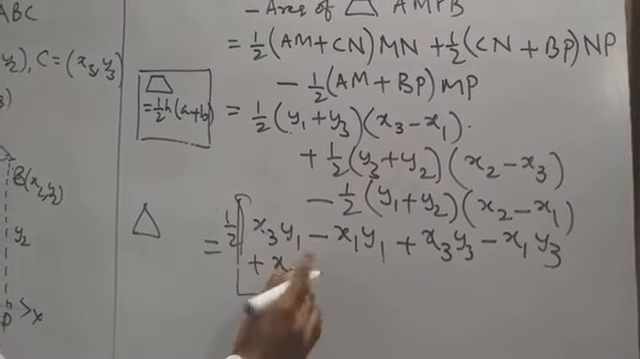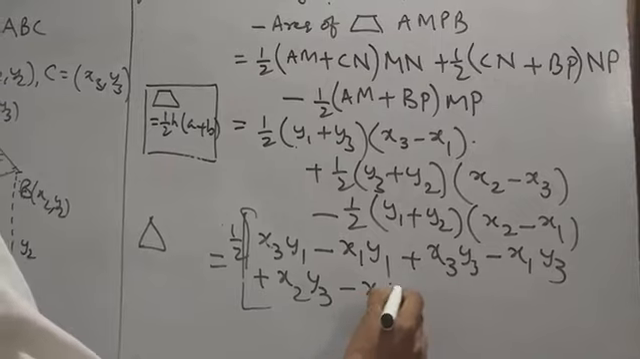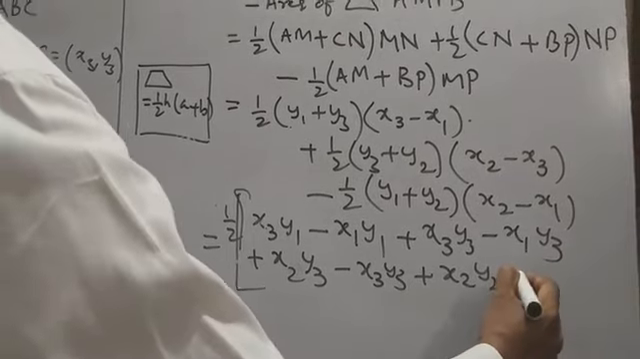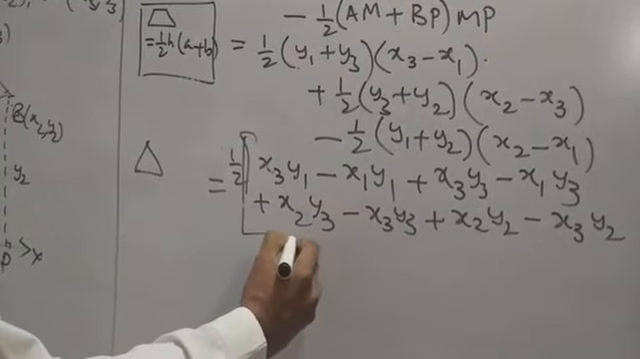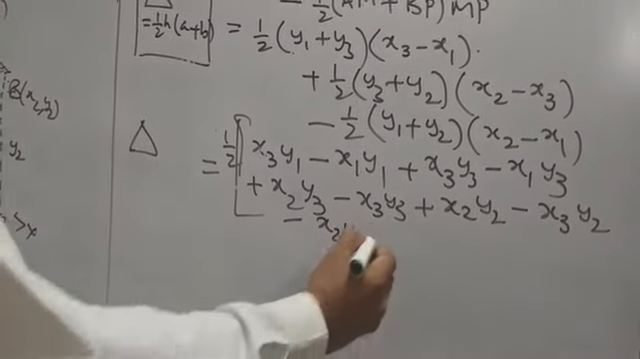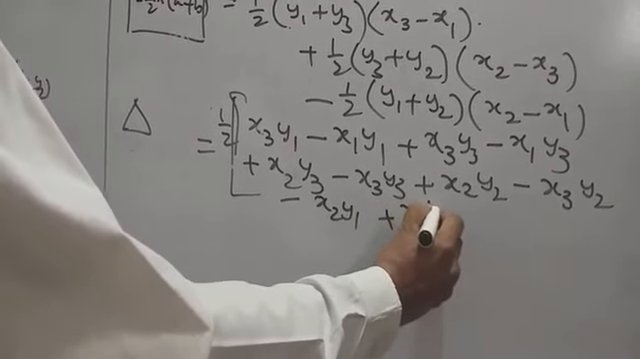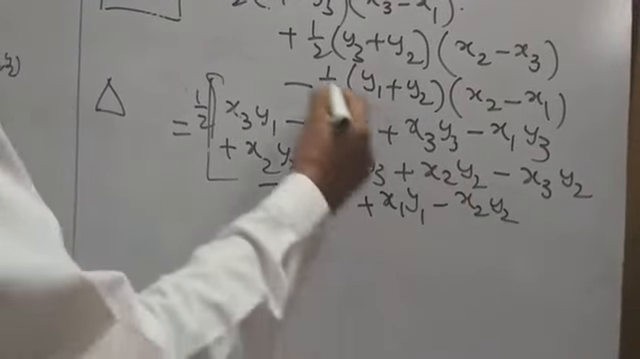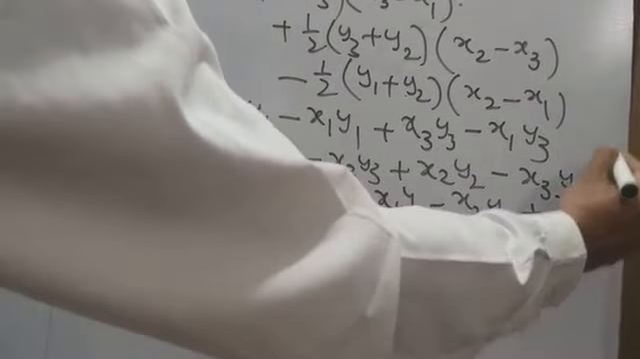plus x2 y3 minus x3 y3 plus x2 y2 minus x3 y2, and the last one, minus of y1 into x2, so minus x2 y1, minus y1 into minus x1, so plus x1 y1, minus y2 into x2, minus x2 y2, minus y2 into minus x1, therefore plus x1 y2.